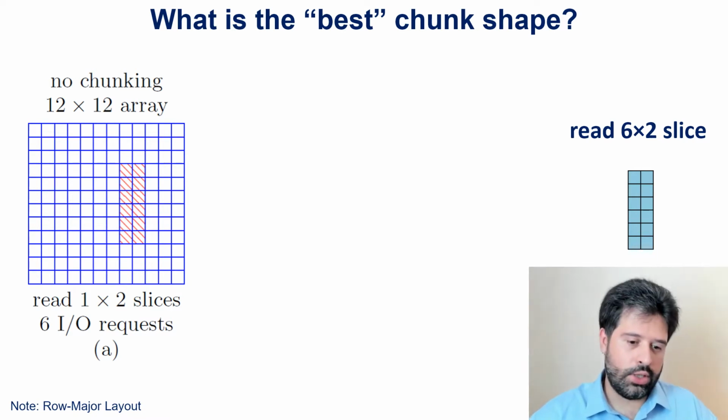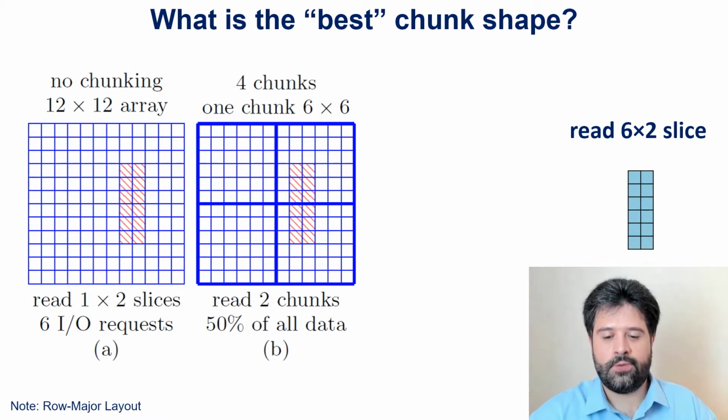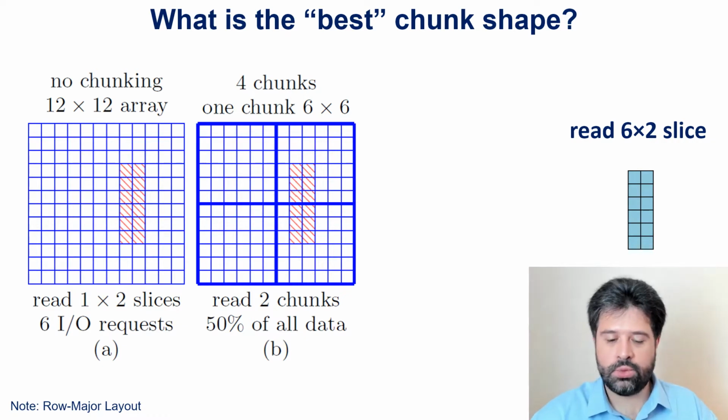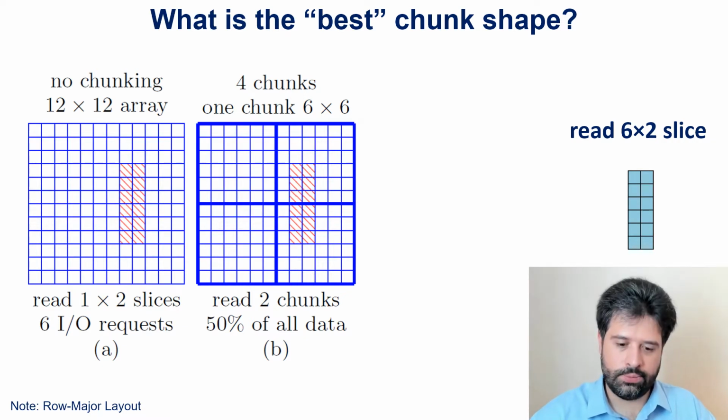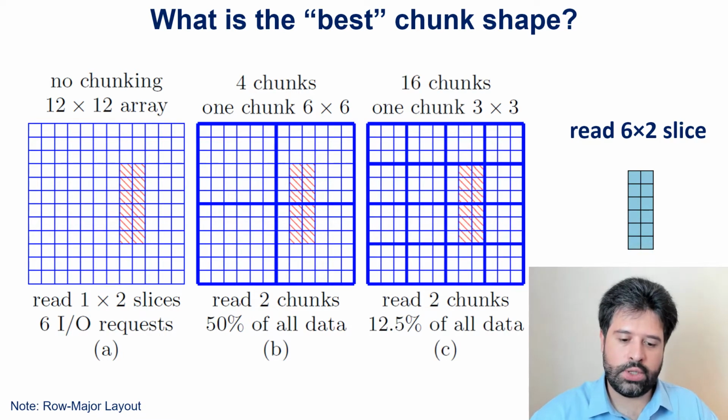We can chunk the array, for example, in this way. However, this situation gets worse, as now we need to read 50% of all data to retrieve the slice, despite that we issue only 2 I/O requests. A better chunking would be similar to the case C. We still do only 2 I/O requests compared to 6 requests of case A. But we read almost exactly the array portion we need. This is only one example.